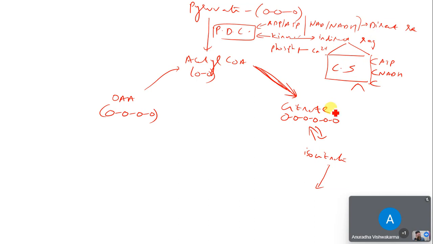Citrate is an inhibitor of which enzyme in glycolysis? PFK1. But I don't think citrate is an inhibitor of citrate synthase. It is one complete cycle. Isocitrate, and then what comes? Alpha ketoglutarate, and then succinate, then fumarate, then malate, then oxaloacetic. Okay.